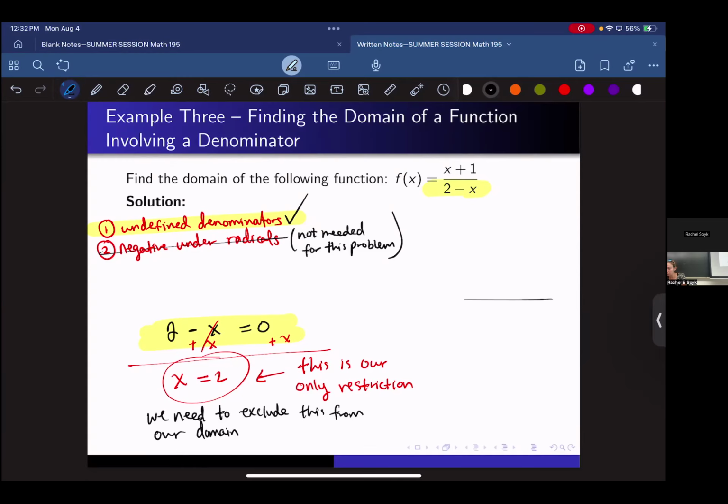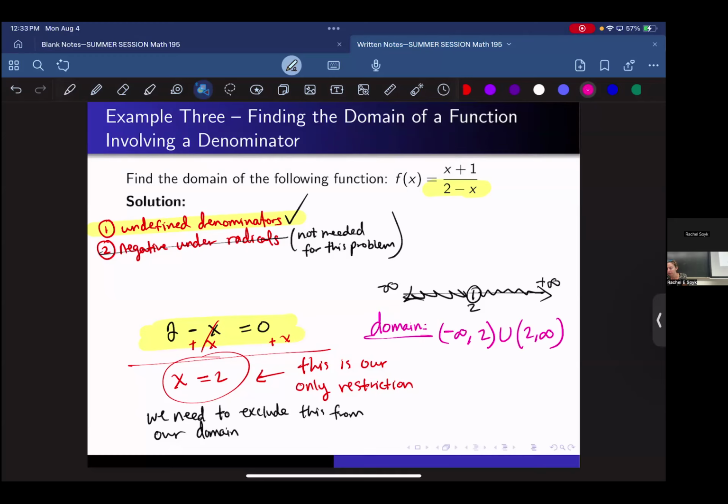So from a number line perspective, all other numbers are fair game, except that value of 2. So open circle at 2, everything else is good. How do we write that in interval notation? All values from negative infinity to 2, soft bracket because we're not including 2, union all values from 2 to positive infinity. And we're done.